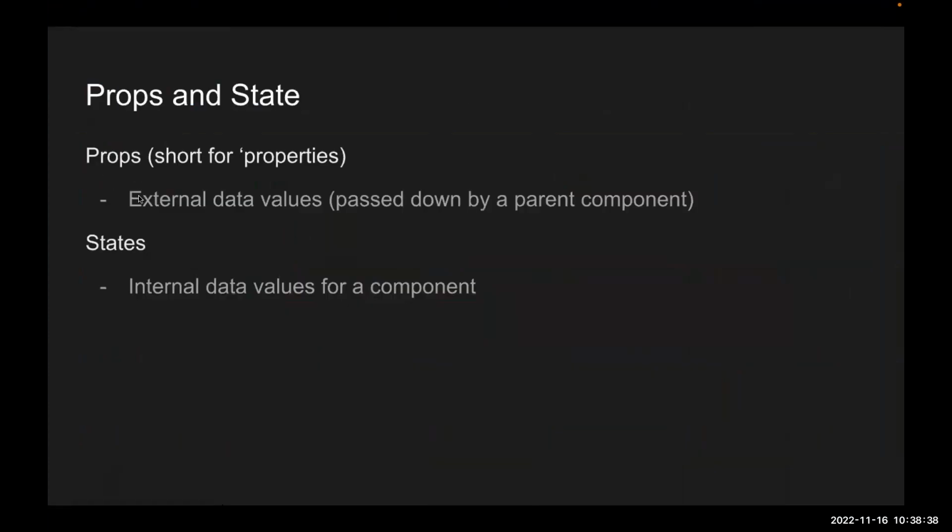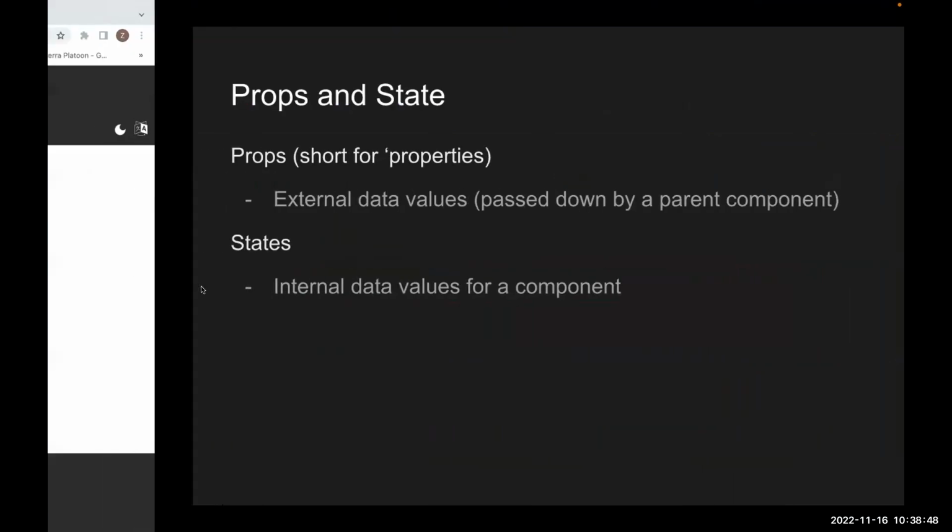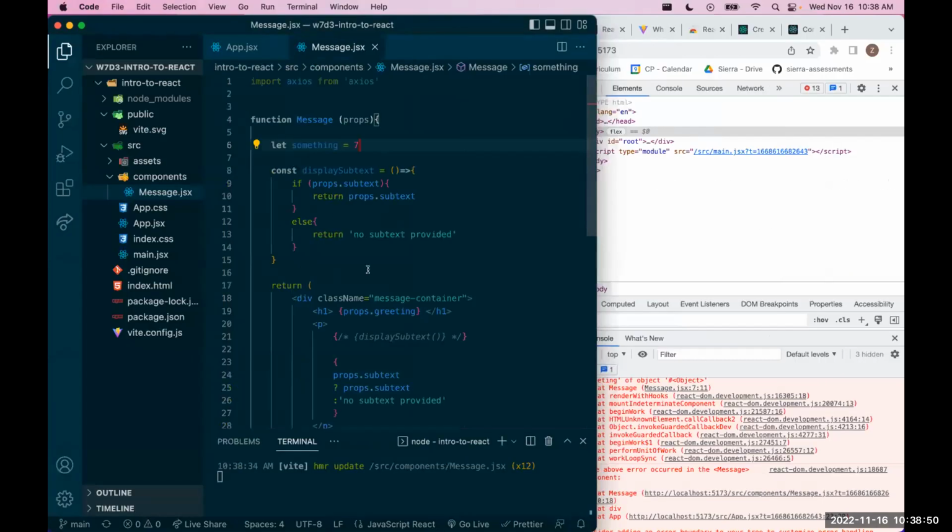So we said props are external data values. They're sent down from the parent. States, on the other hand, are internal data values for a component. So if we want to keep track of certain data within your component, and that data is being rendered to the screen or being used in conditionals or whatever it is to help the rendering, you want to use state.